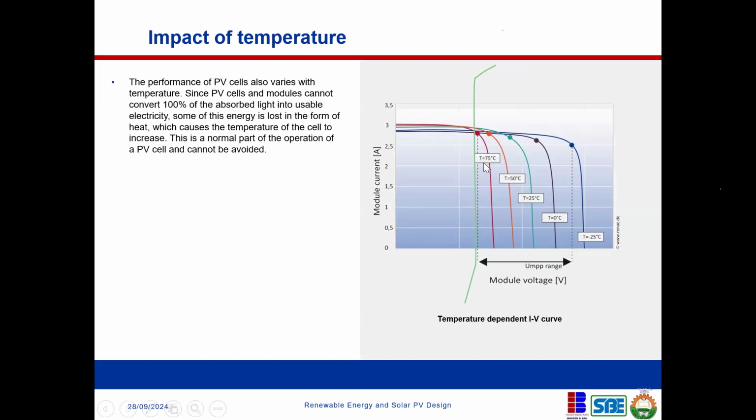As you can see here, this is 25 degrees centigrade. Now this is zero. So at 0 degrees centigrade, this is your voltage. If your temperature goes down, this is minus 25, not 25. So if your temperature goes to minus 25, your voltage increases. But if your temperature increases from 0 degrees to 25, your voltage will drop. If your temperature increases from 25 to 50 degrees, your voltage will drop further. If it increases to 75, your voltage will drop even further. So increasing temperature reduces your voltage, and once your voltage reduces, the power output from your solar panel reduces.